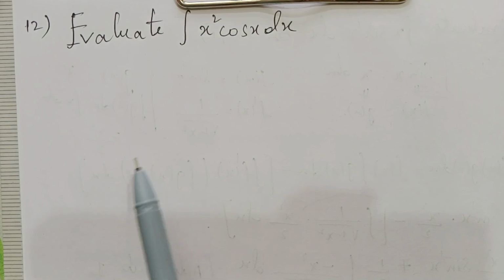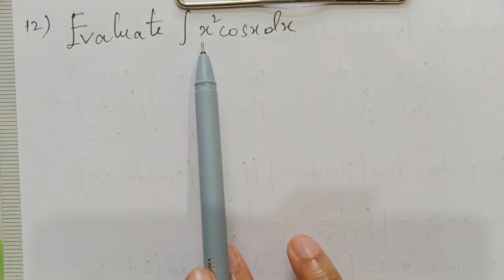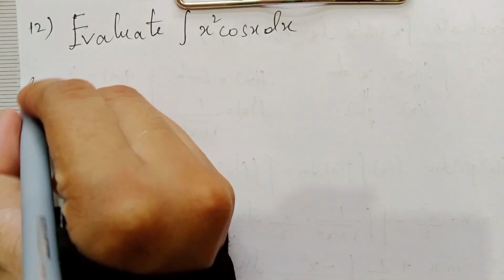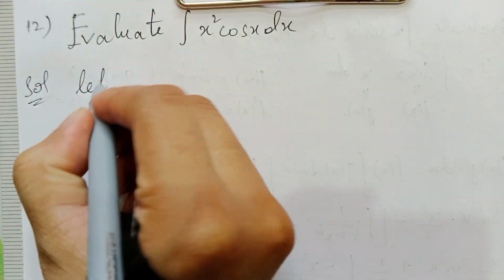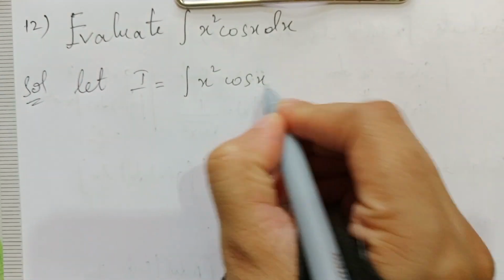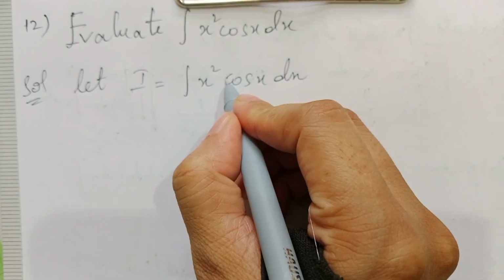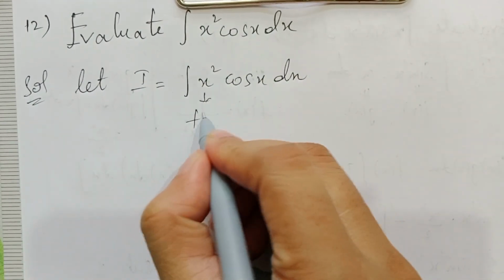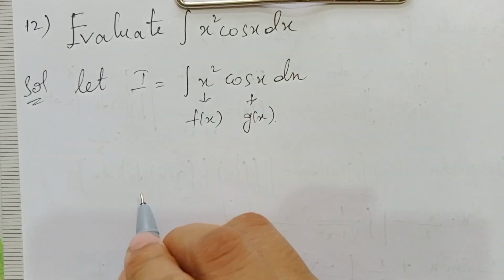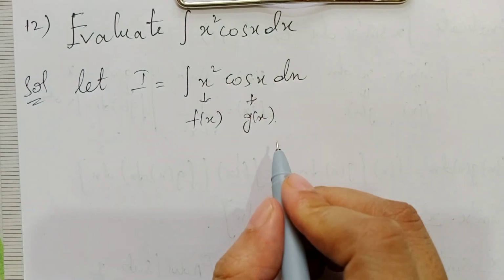So our next question is evaluate integral x square cos x dx. So we'll consider let I equals integral x square cos x dx. Here this x square is taken as f of x and this as g of x. So this is nothing but integration by parts method.